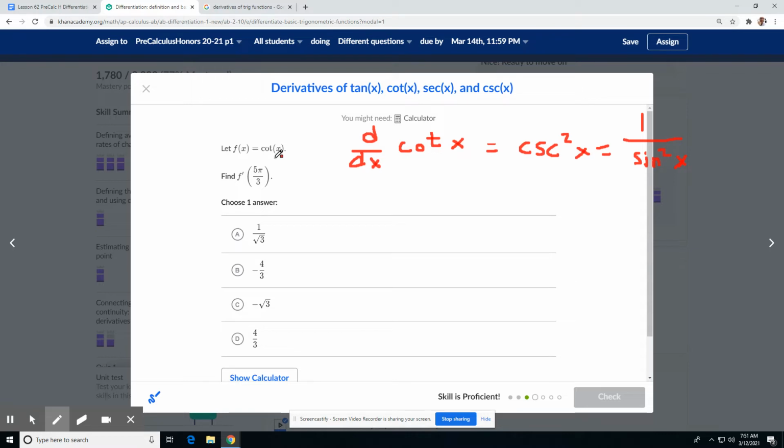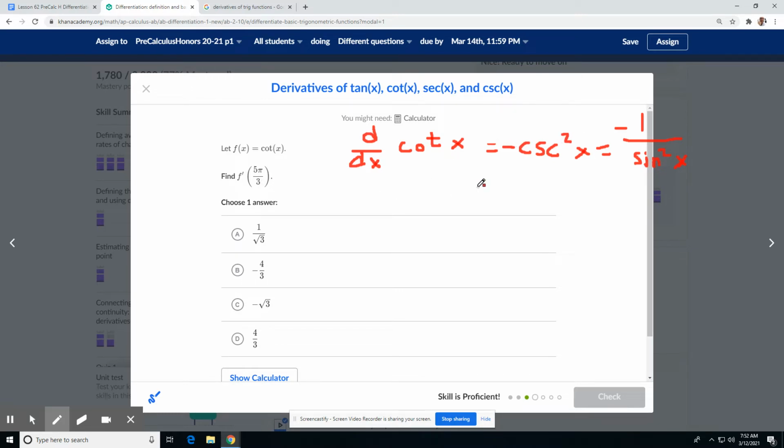Cotangent is negative cosecant squared. So I missed that negative sign. Good. And that's my recommendation. When you're practicing using your memory, try to remember it, and then check your notes after you've written it down, and then make any corrections and try to adjust. And keep doing that. The more you use your memory, the easier it gets over time.